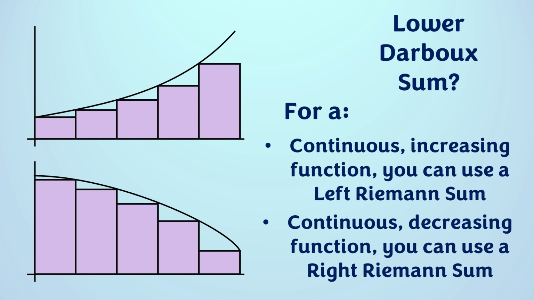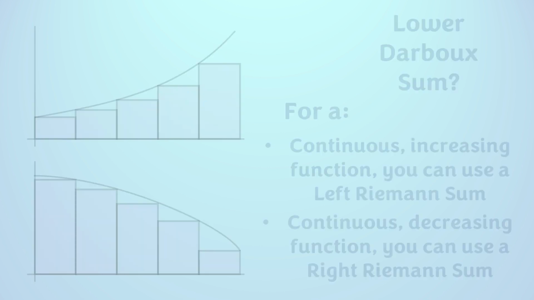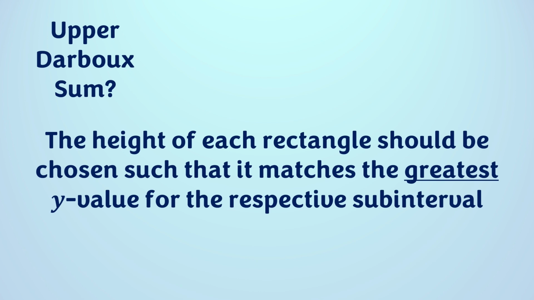If you've got a function that's got both increasing and then separate decreasing parts, then that's going to change whether you're using left Riemann sums or right Riemann sums for those individual parts. And also, as I said, it depends on what type of curve you have as to what type of Riemann sum you need for specifically the lower Darboux sum. And then conversely, the upper Darboux sum can just be calculated once again using rectangles, but this time the rectangles are calculated in a way so the y value is matching the greatest y value of the function for each respective subinterval.